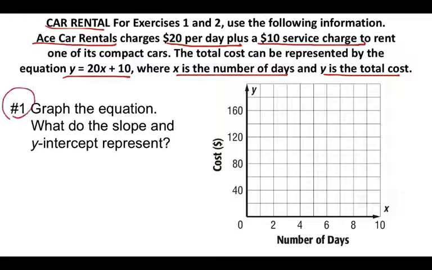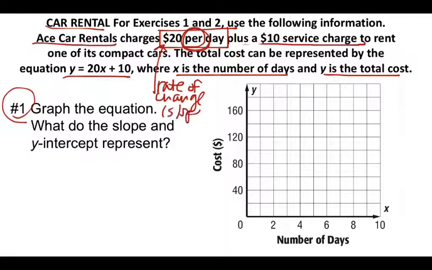Okay, so number 1 wants us to graph the equation. So a couple things I want to go through before we start graphing. This charging $20 per day, the minute you see per, you know that that is our pattern. That's our slope, that's our rate of change. It's how our cost is going to increase by $20 per day. Plus a $10 service charge.